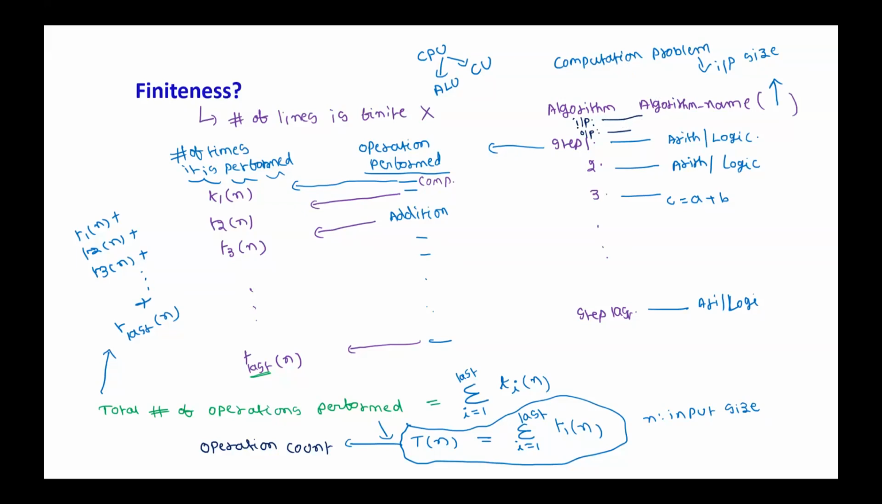For all possible instances, it should give the correct answer. Then we say that our algorithm is correct. So this is about the correctness of an algorithm.